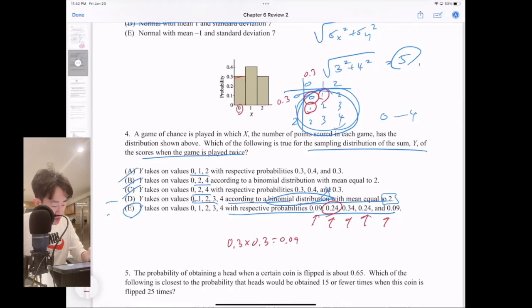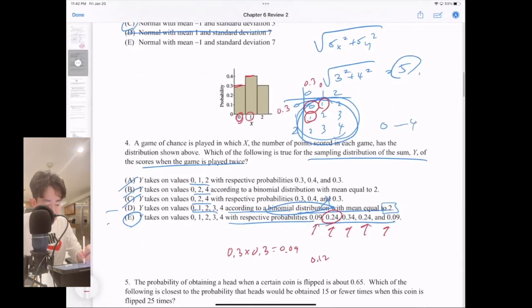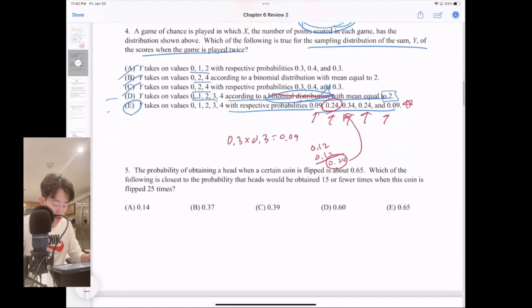And the chance of that happening here is 0.4 times 0.3. So that's 0.12. And then you can have 1 first, then 0, or 0 first, then 1, so you have to double it, which gives you 0.24. It happens twice. You can see that on the map too, that the 1 happens twice like that. But anyways, E is the best choice. Binomial distribution makes no sense, and E is the correct answer for 4.